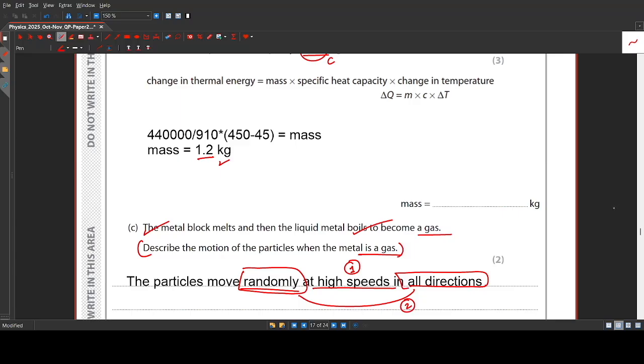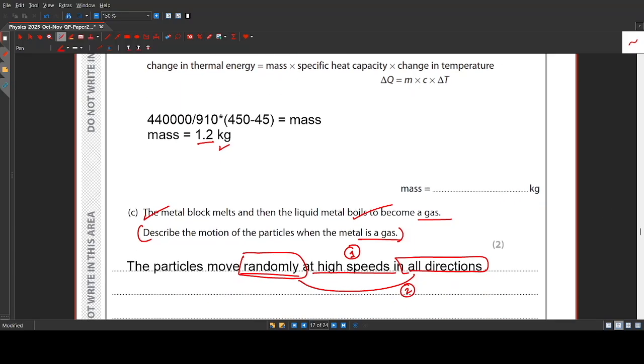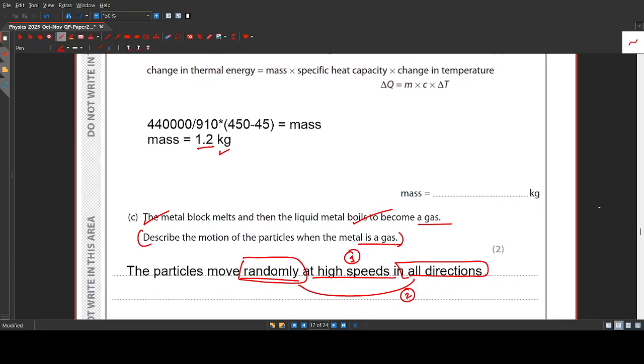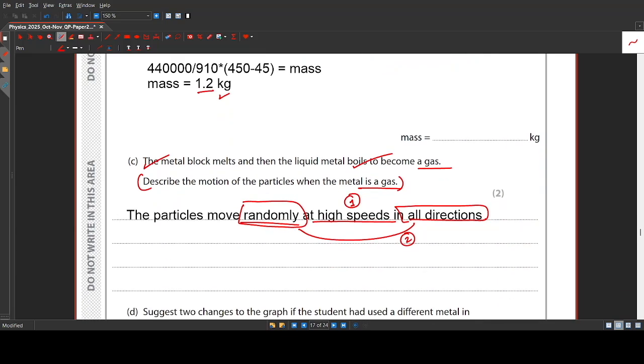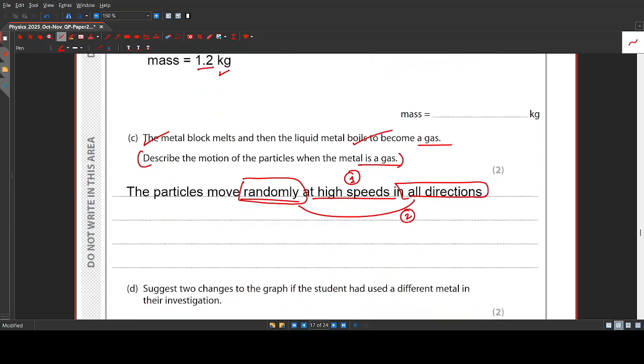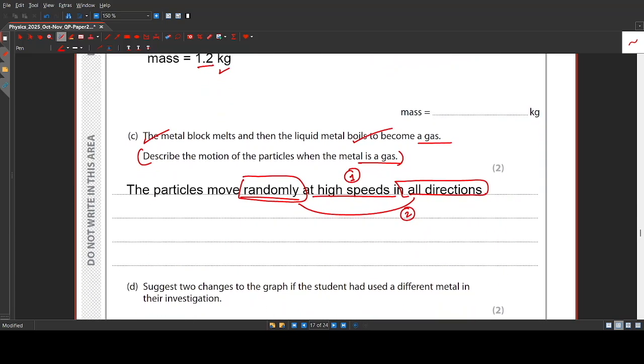So you will have to memorize this fact. You will also have to memorize the motion of particles in solid and in liquid state as well. For example, in solid, the particles vibrate about their fixed positions. In liquid, the particles slide past each other. Okay.